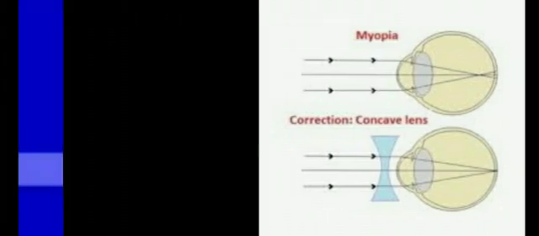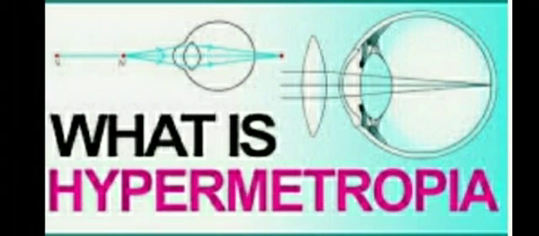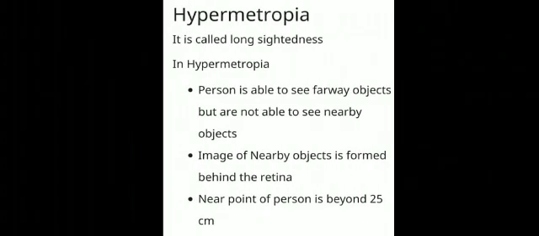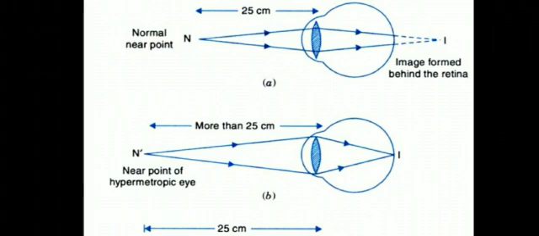Now come to the second defect, that is hypermetropia. Students, do you know what is hypermetropia? In hypermetropia, an eye is able to see far off objects clearly but is unable to see nearby objects clearly. This defect is also known as farsightedness. In this defect, image is formed beyond the retina, and for a hypermetropic eye, there exists a near point.